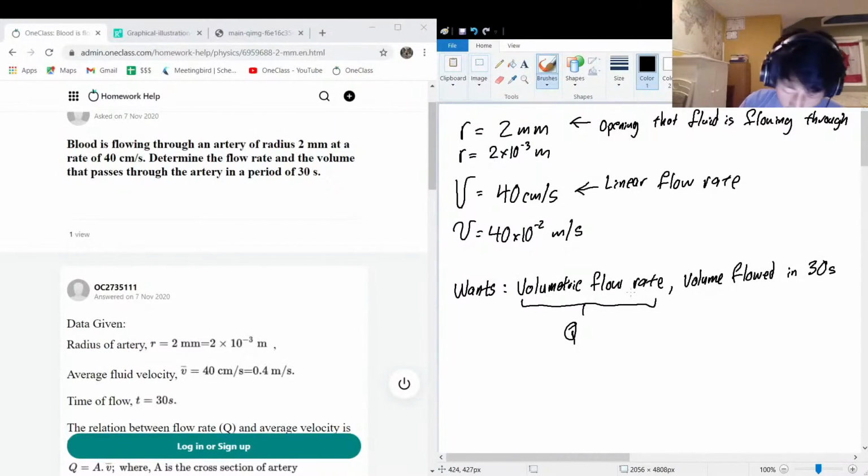Okay, so we know that our volumetric flow rate is going to be equal to the area of our opening multiplied by the linear flow rate.